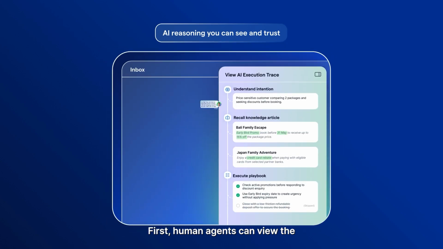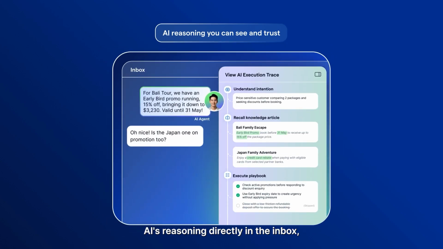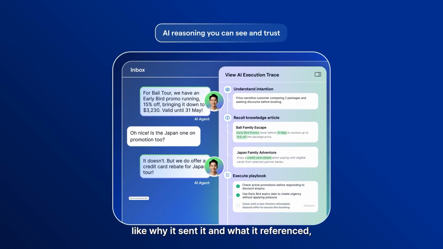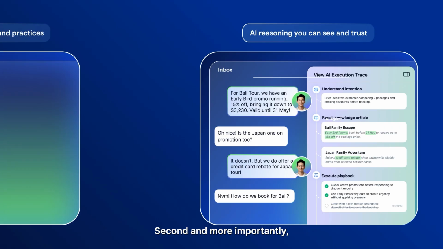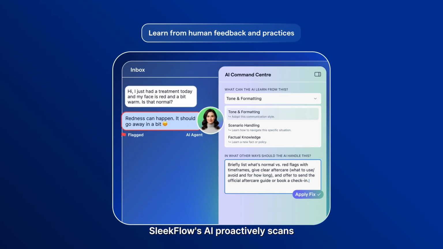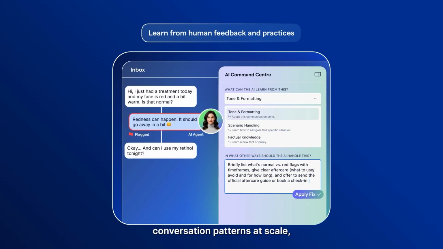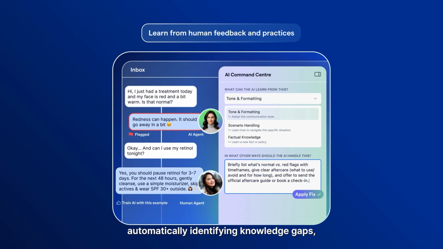First, human agents can view the AI's reasoning directly in the inbox, like why it said it, what it referenced, and leave real-time feedback on individual conversations to help it improve. Second, and more importantly, SleekFlow's AI proactively scans conversation patterns at scale, automatically identifying knowledge gaps, tone issues, and weak responses before a human even notices.